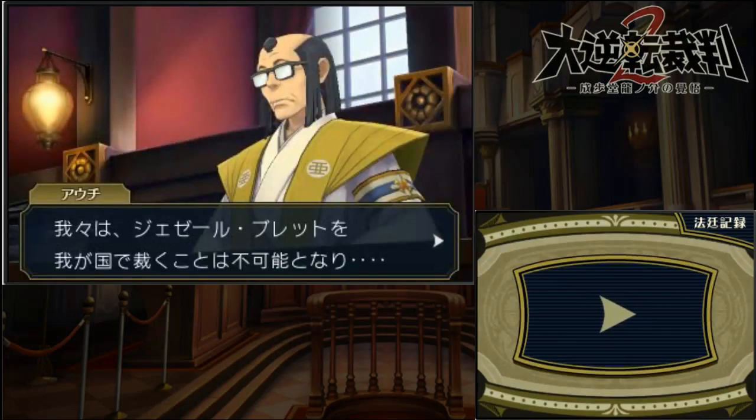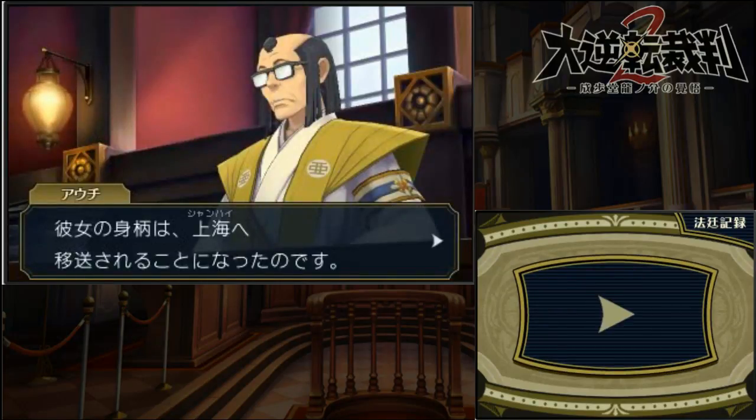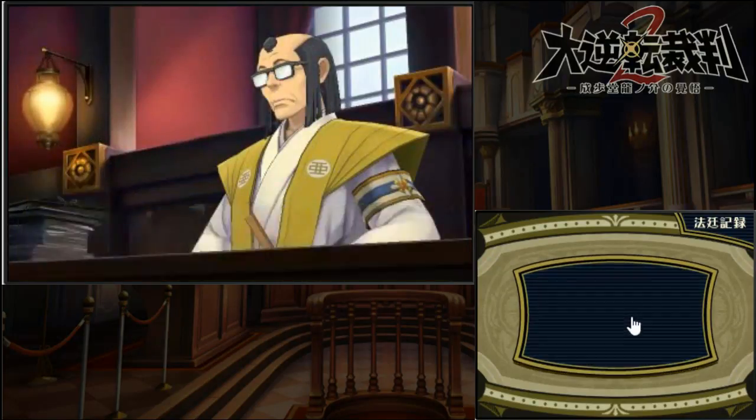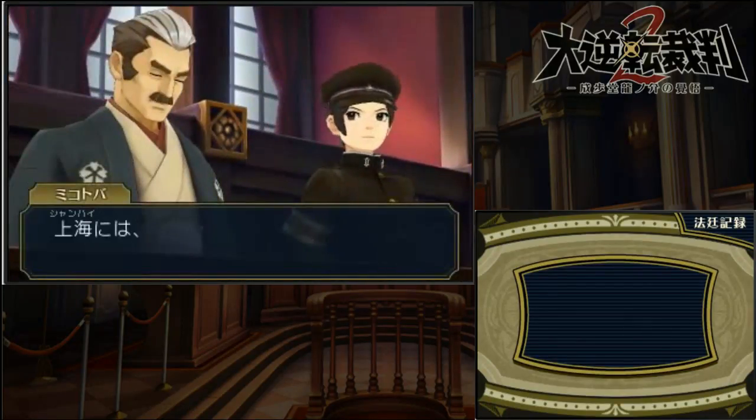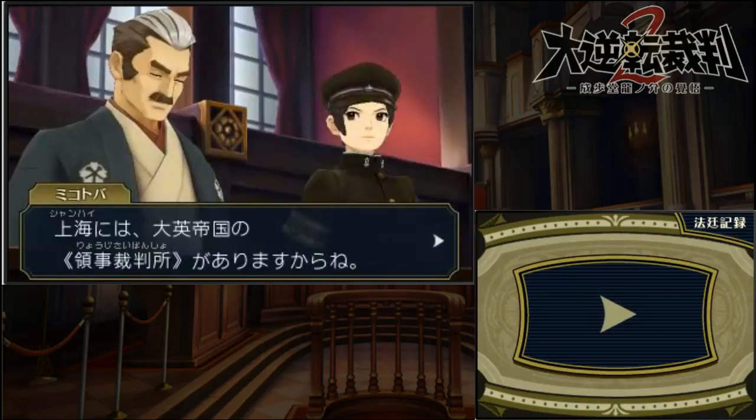Extraterritorial. Why is that word? It's Defense Culpability Act all over again. We were unable to pass judgment onto Giselle Bullitt under our own laws, and were instructed to ferry her personage to Shanghai. Shanghai. The Great British Empire does have an extraterritorial office in Shanghai, after all.